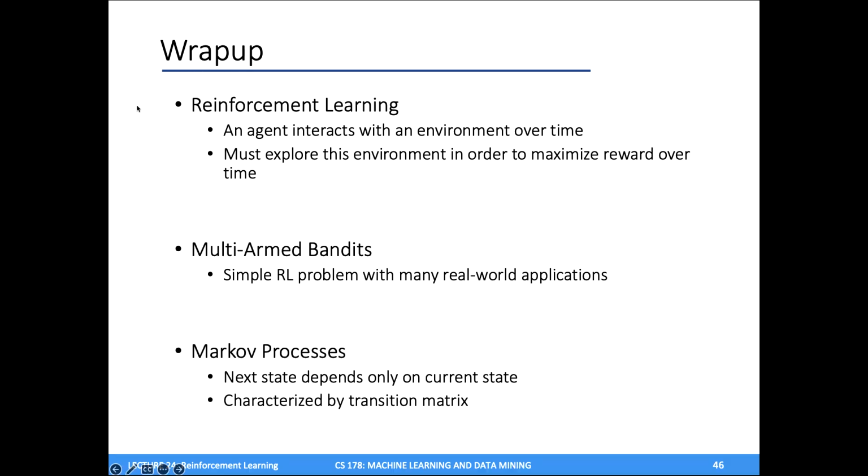Okay, and then just to wrap up for today, we saw reinforcement learning, a very general introduction, where we have some kind of agent interacting with an environment over time, and they need to explore this environment to maximize their reward. We saw multi-armed bandits and a few strategies of how you might solve these problems. And then lastly we introduced the notion of a Markov process, where the next state only depends on my current state. These are characterized by transition matrices.